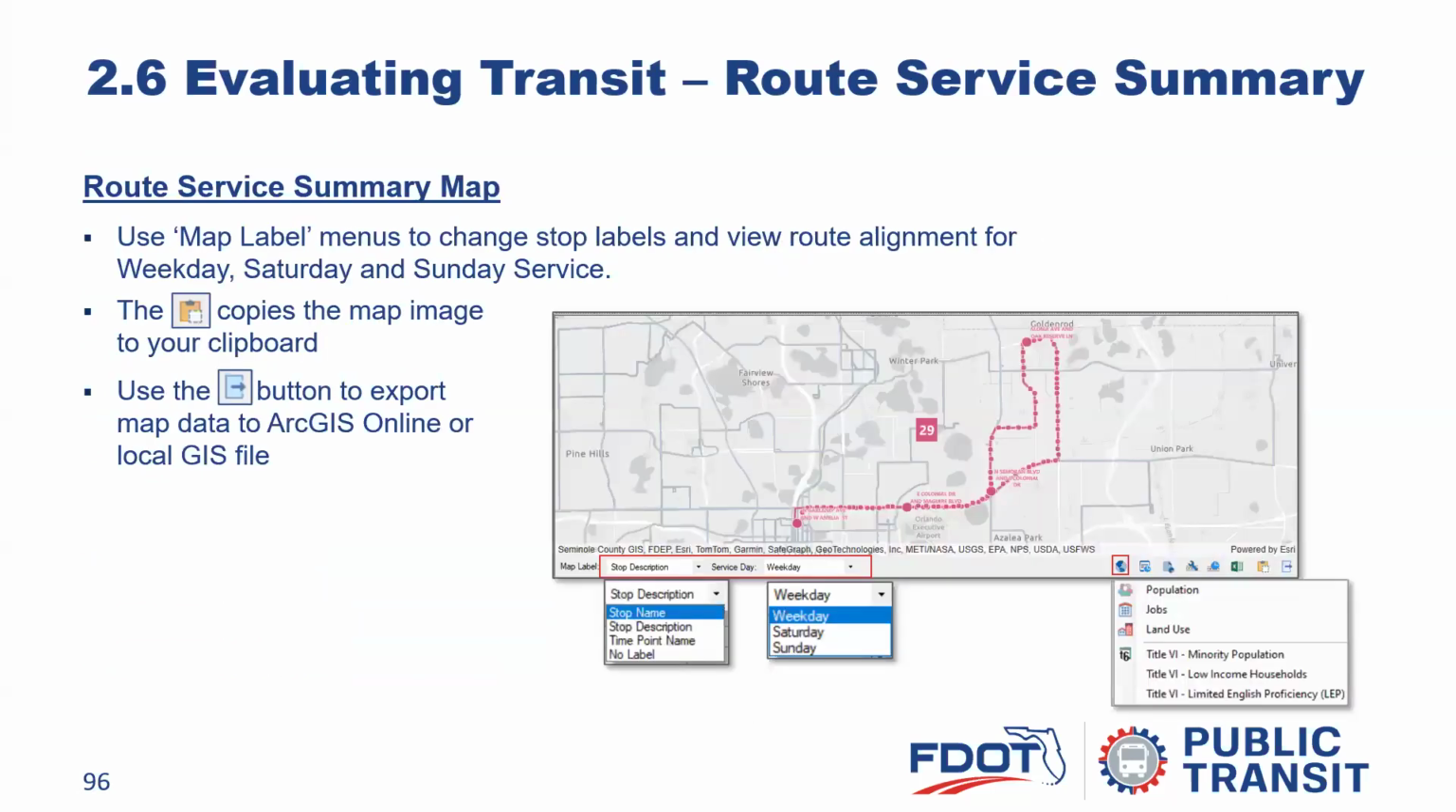All right, so again, with the route service summary map, you can change the labels, you can switch the service. The service day is set to weekday by default, but if you wanted to see what the alignment is on Saturday or Sunday, if it is different from weekday, you can certainly do that. You can copy to the clipboard, and you can export this map to ArcGIS Online or to a local GIS file.